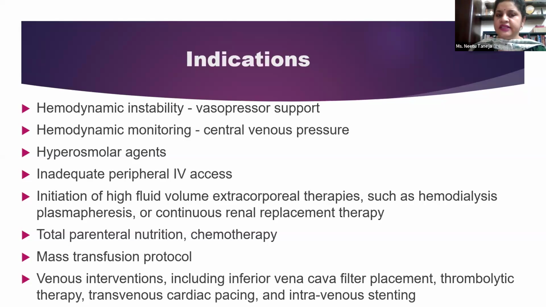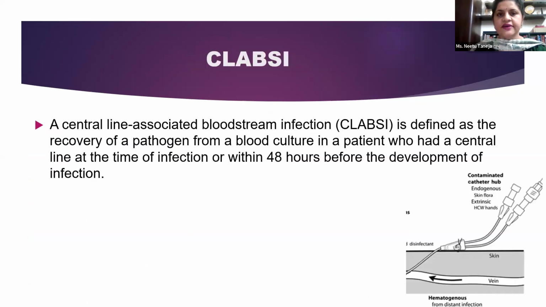In addition to these, as I told you, hemodialysis catheters also come under the category of central venous catheters. Then there are patients to whom we have to give TPN. That again is an indication for a central venous catheter. Even chemotherapy and mass blood transfusion are conditions where we need central venous catheters.